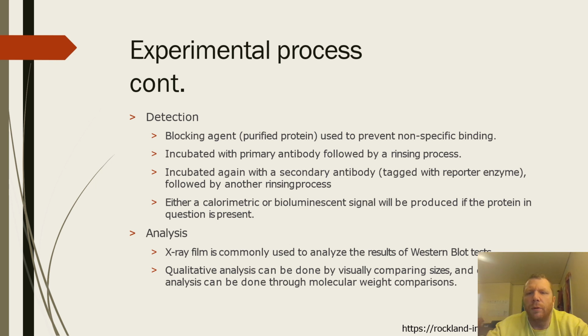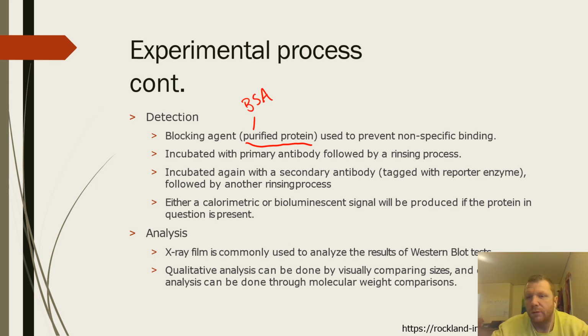Okay, now that experimental process consists of first and foremost detection. After you've run your gel and transferred those proteins from your gel onto your membrane, you have to use something known as a blocking agent. What this is going to do is prevent non-specific binding. Just as we said, an antibody is very specific, but you still have to do something to prevent non-specific binding. You can use a purified protein, and what some people use in general is BSA, bovine serum albumin.